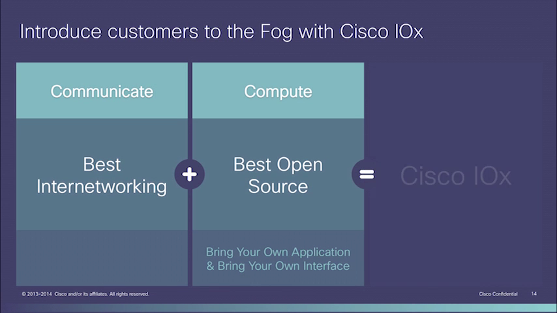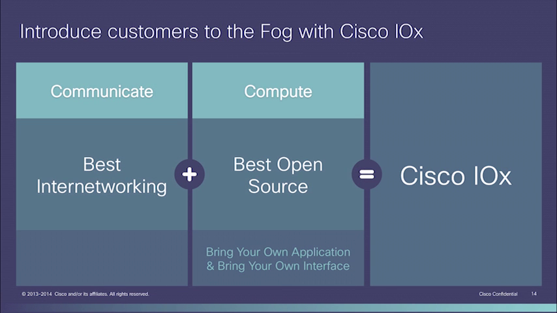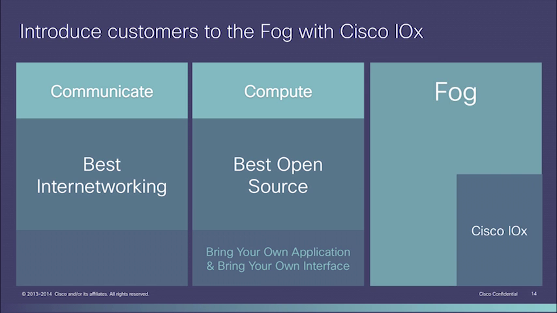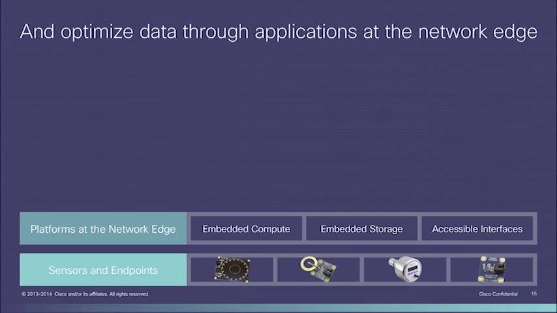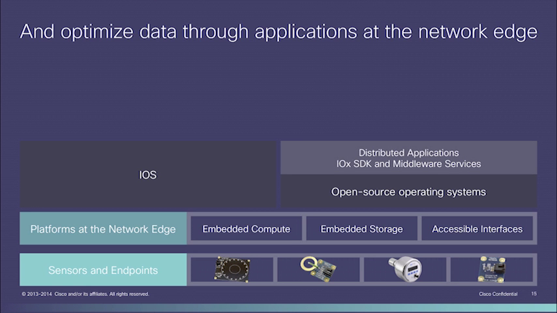They can even bring their own interface and applications and run them on Cisco network devices, like our CGR 1240 or 819 ISR. IOX is just one part of the fog story, but with it, you can optimize data through applications at the network edge. It begins with the sensors and endpoints all transmitting data through the platforms at the network edge. Each router has 2 processors. We run iOS on one and enable customers to run open source operating systems on the other. They can then create and deploy applications they need on this operating system.